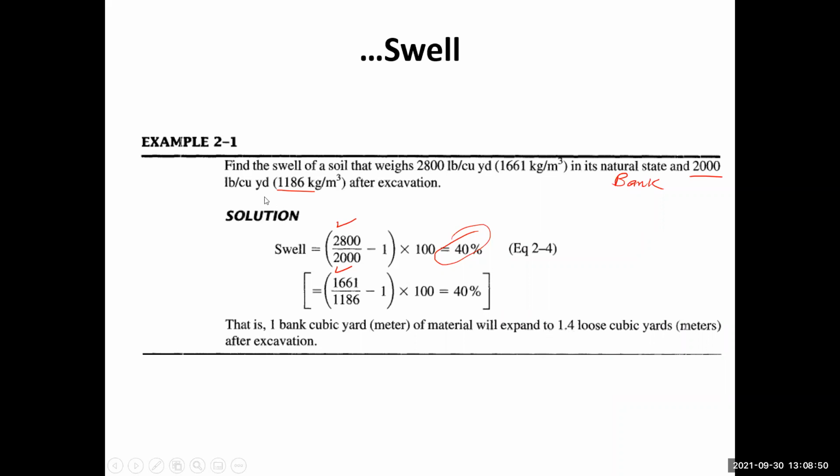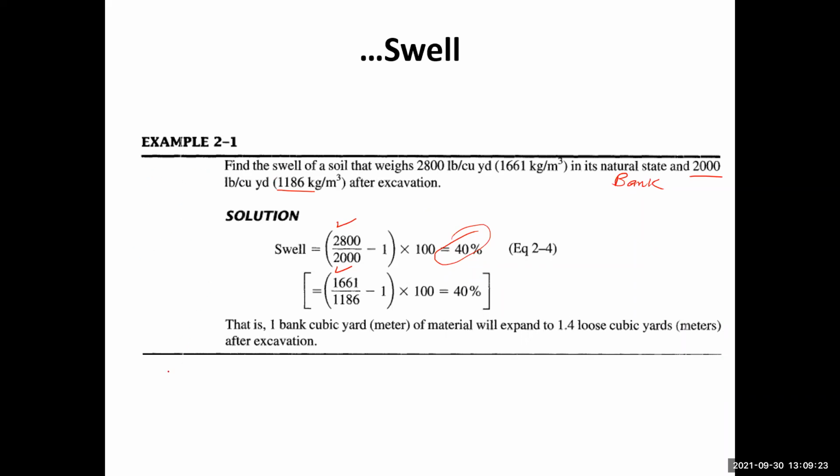This means that if that soil has a swell of 40%, then 1 cubic meter in the natural state will become 1.4 cubic meter.